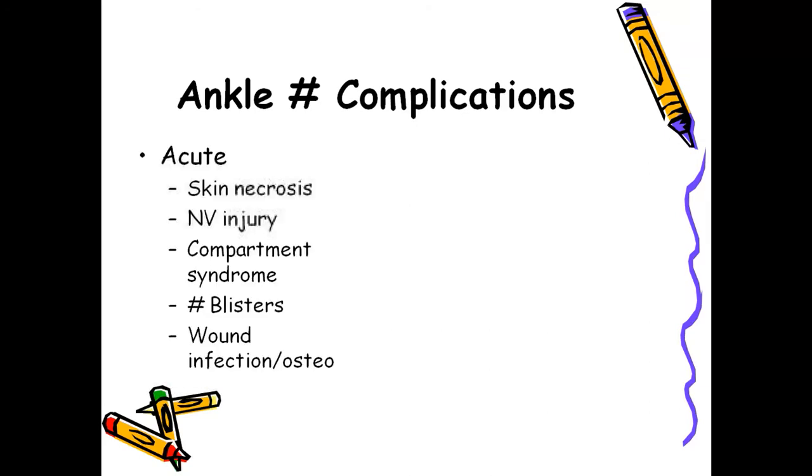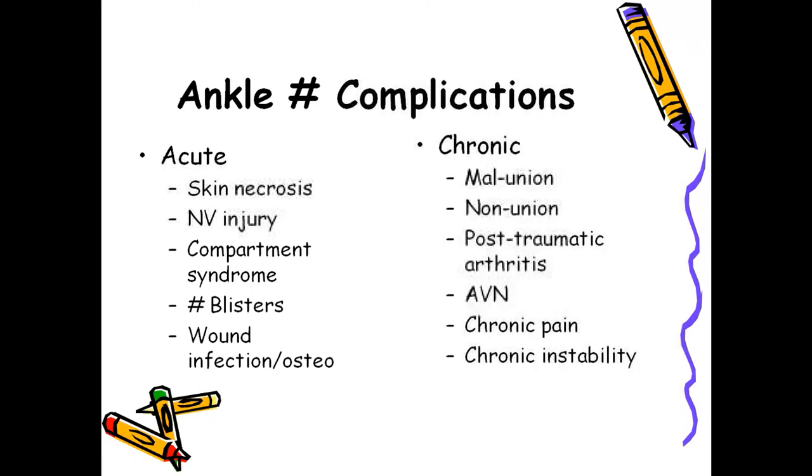So coming to acute complications, one is skin necrosis, another one is neurovascular injury, another one is compartment syndrome, and next is formation of blisters and wound infection. The chronic ones are malunion, non-union, post-traumatic arthritis, and AVN, meaning avascular necrosis. Usually the talus will undergo avascular necrosis, and then chronic pain and chronic instability.